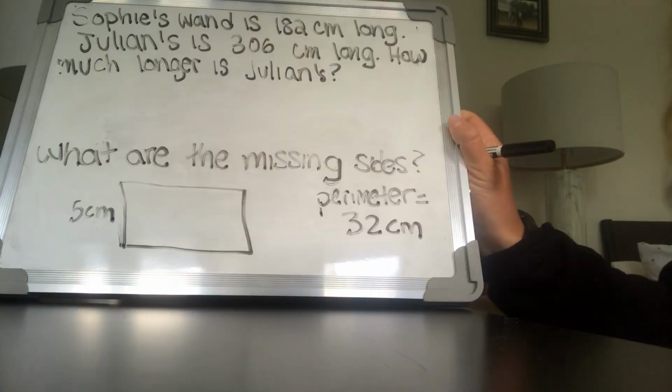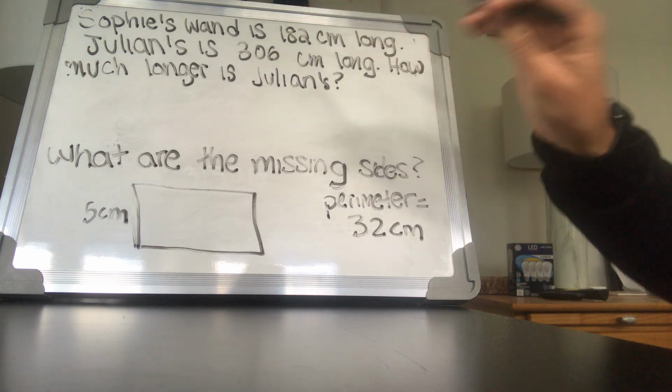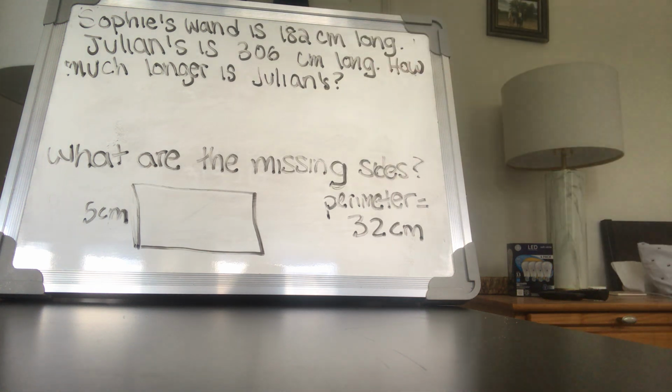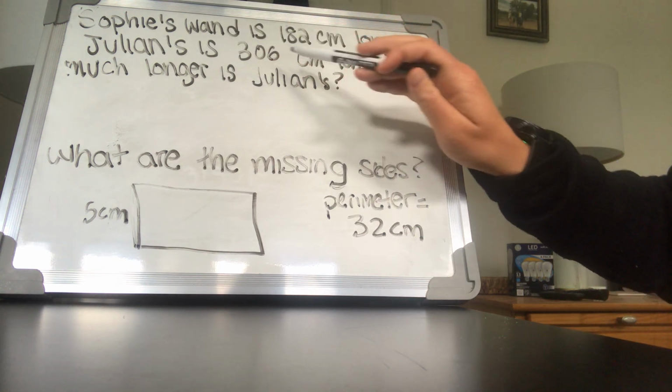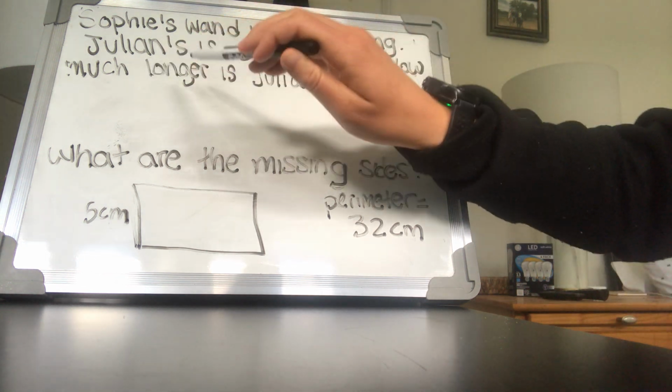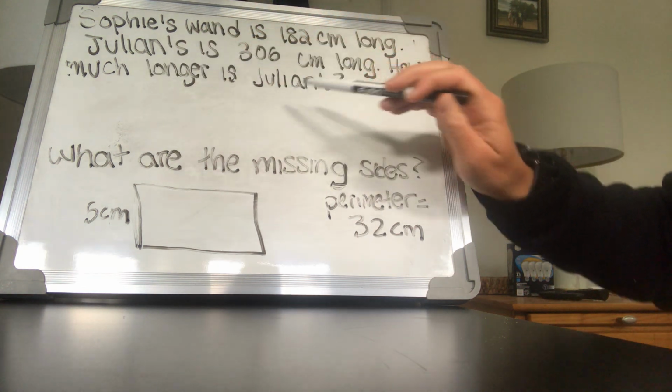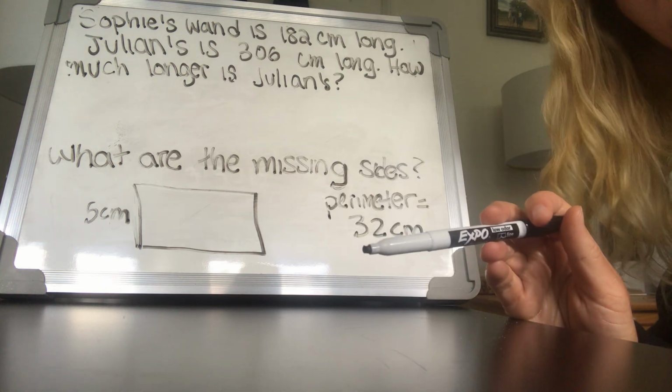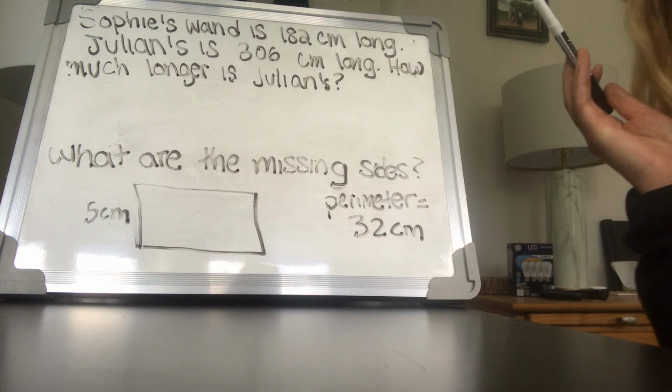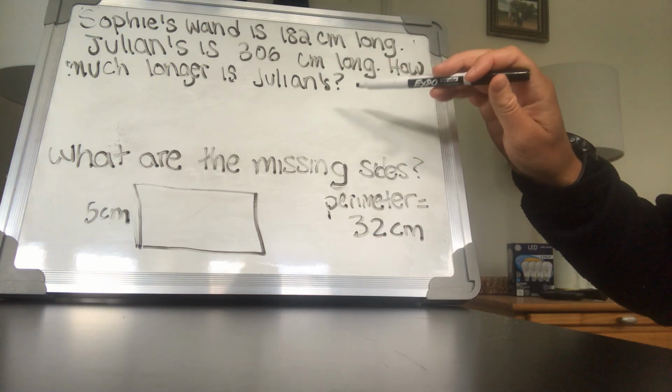Okie doke. Let's move on to our next problem. Sophie's wand is 182 centimeters long. Julian's is 306 centimeters long. How much longer is Julian's? Now, I know in a longer or shorter question, I'm going to have to subtract. So you can go ahead and begin.